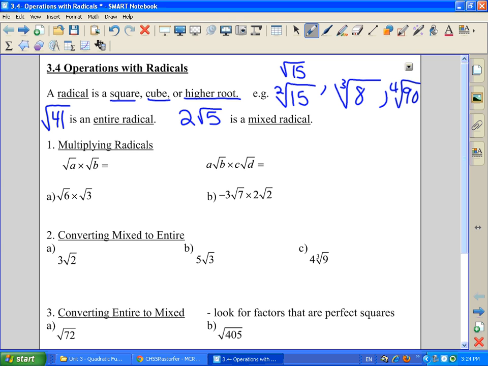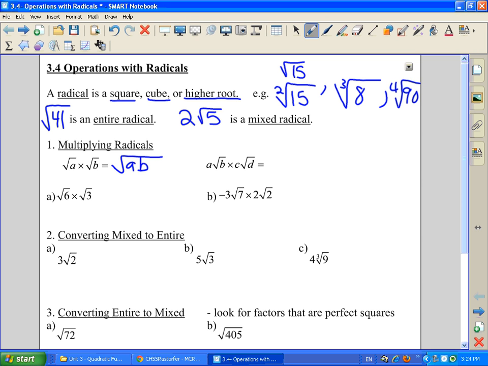All right, so basically we're going to remember our integer laws while we take a look at doing some of these simplifications here. So first of all, to multiply, root a times root b equals the root of ab. Okay, so you multiply those together. They're both under the square root sign, so they become a product under the square root sign.